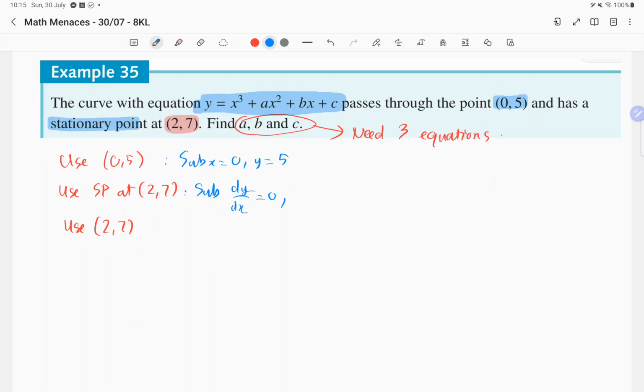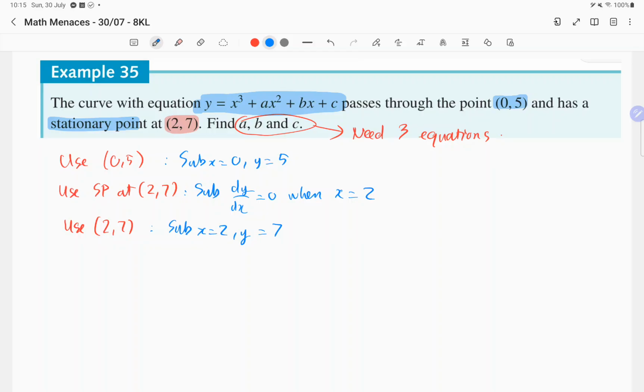And when x is? Oh, 2. Yep, when x is equals to 2. And then the last one is sub x equals to 2 and y equals to 7, same as the first one. Right? So you see, using each of these pieces of information, you will be able to find one equation.